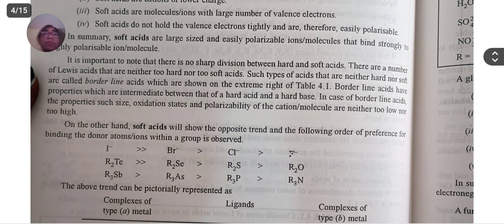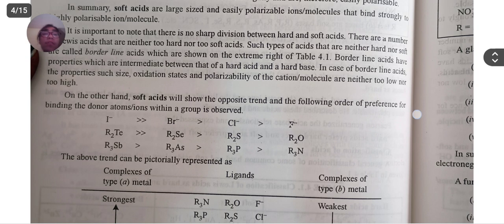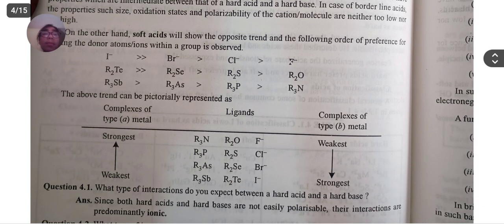The order of preference for binding the donor atom with the group is observed. The above trend can be pictorially represented as complexes of type A ligands, complexes of type B metals.